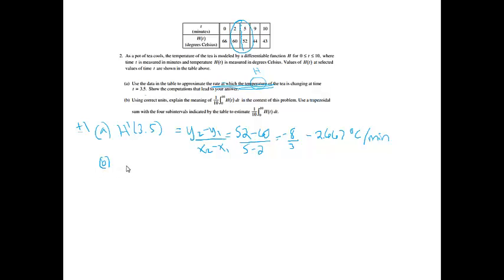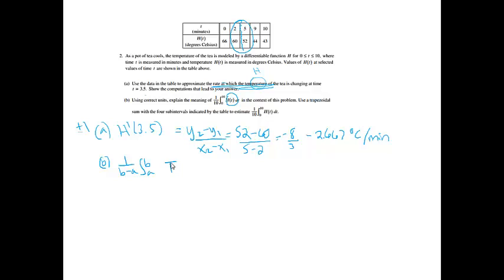Part B. Using correct units, explain the meaning of 1/10 times the integral from 0 to 10 of h of t in the context of this problem, and then use a trapezoidal sum with 4 subintervals indicated by the table to estimate that value. As soon as I see the 1/10, I know it looks like the setup of 1 over b minus a, the integral from a to b. So I know it's talking about the average of something, and then I look inside to see what they're finding the average of. So it's going to be the average h, the average temperature of the tea.